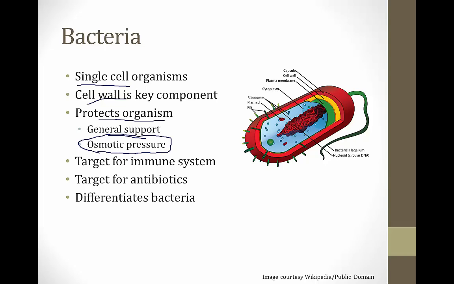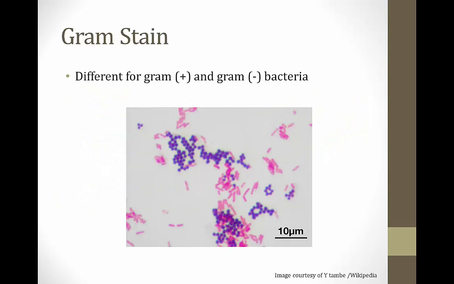But from a medical point of view, we care a lot about the cell wall because it's a target for the immune system, it's a target for antibiotics, and the cell wall is one of the most important parts for differentiating bacteria into the different types. So in another module, I'm going to talk in detail about the different stains we use to identify bacteria, but the most important stain we use is called the Gram stain. And this classifies bacteria as either gram-positive or gram-negative bugs.